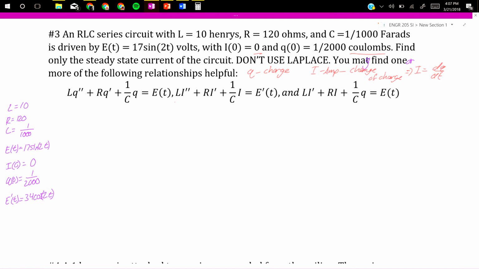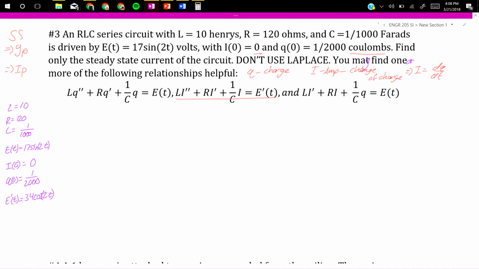Alright, so now what you're asked to find is the steady state current of the circuit. When we're dealing with steady state, steady state always implies y sub p. In this case it's current, so current is I, which is amps, so that implies we need to solve for I sub p. Since we need to solve for I sub p, I would choose an equation that has solely just I's in it. This middle equation will work out just fine. So we're going to go ahead and plug in all of our values.